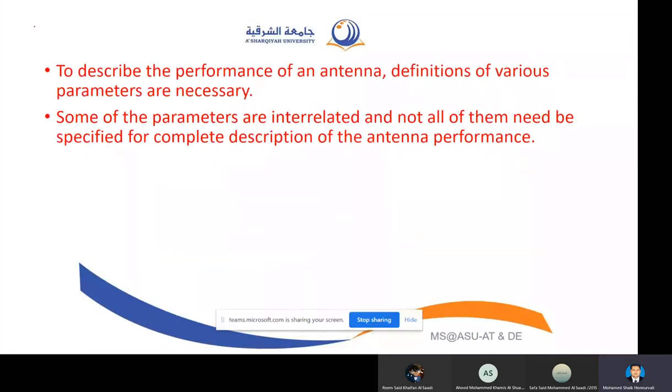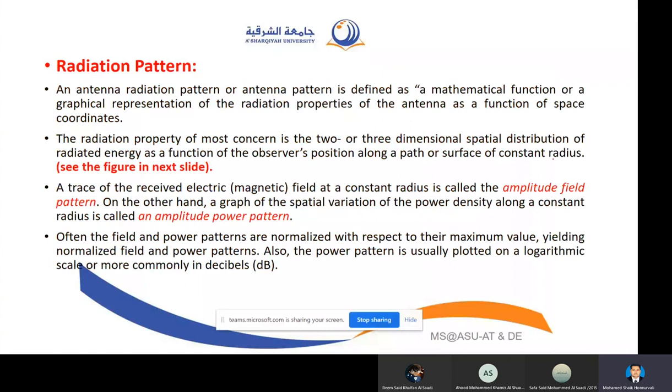So to describe the performance of an antenna, definitions of various parameters are necessary. To understand the performance of an antenna, we have to know those parameters and their definitions. Although not all of them are interrelated, we need to have at least some idea so that we can have a complete description of the antenna performance. Okay. So the very first parameter we have to learn is the radiation pattern.